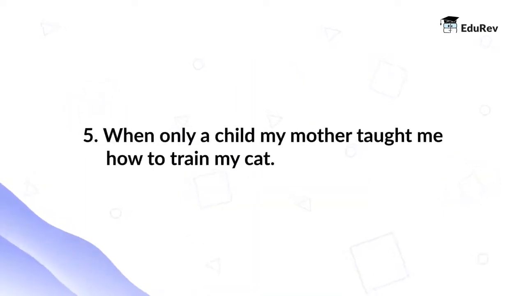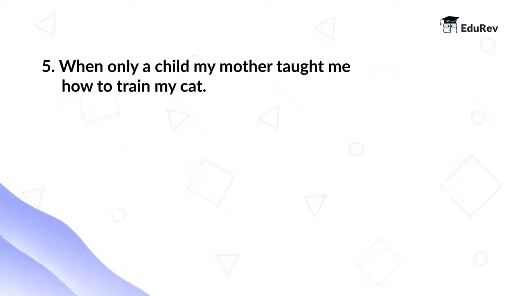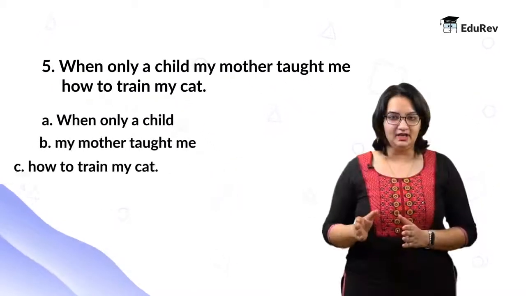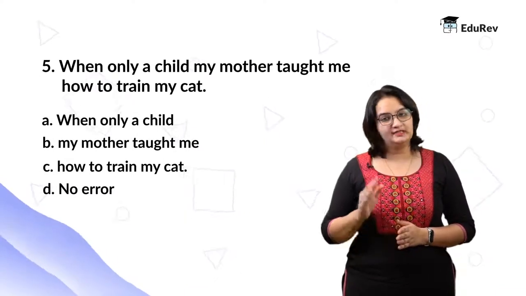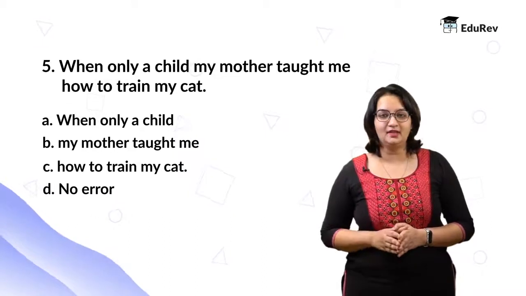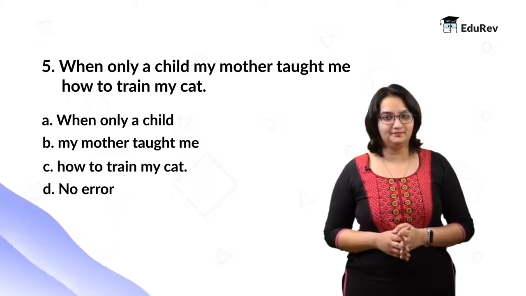Let us go to the next example. When only a child, my mother taught me how to train my cat. Now, option A, when only a child. Option B, my mother taught me. Option C, how to train my cat. And option D, no error.